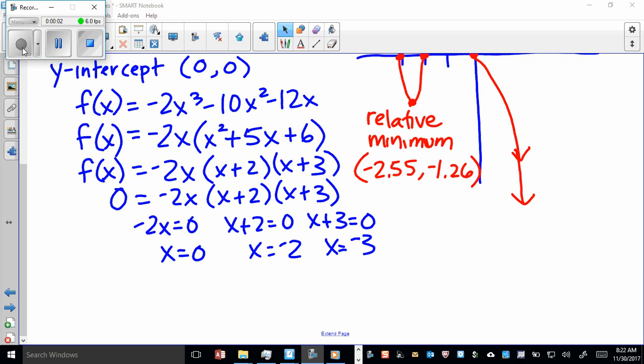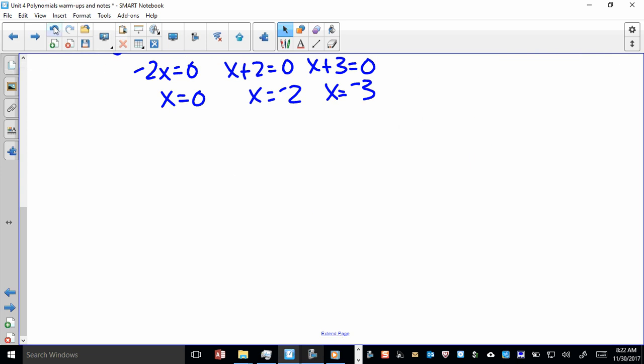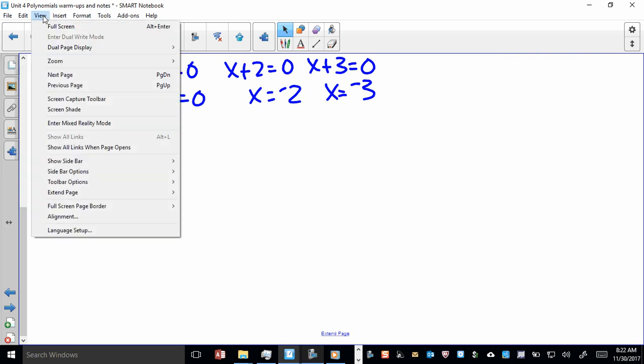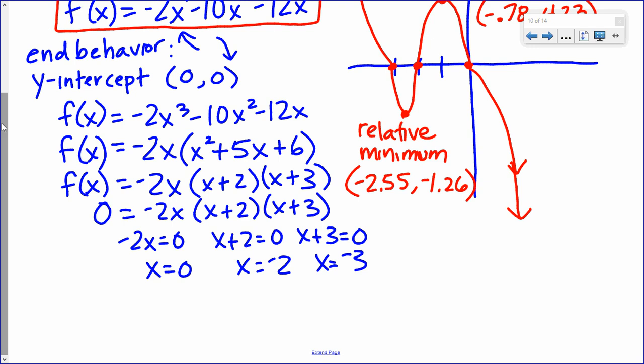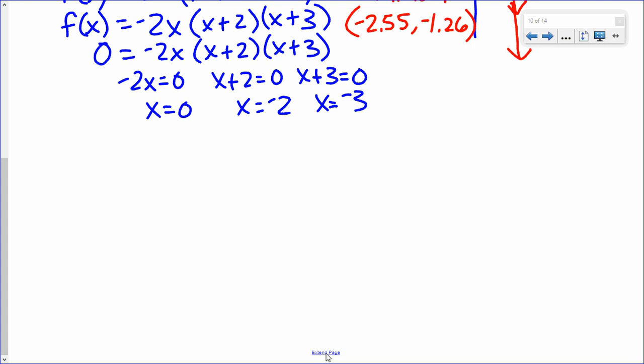Okay, in classic style, the Smart Notebook just shut down right in the middle of the video. So we're back now. I did get to finish one example, so I guess I shouldn't complain too much. Okay, so let me extend the page now, see if that works. Oh yeah, look at that.